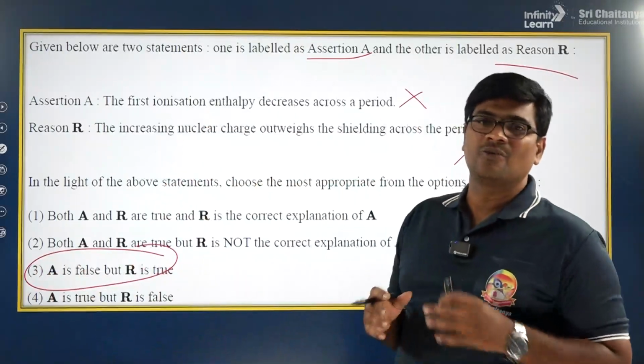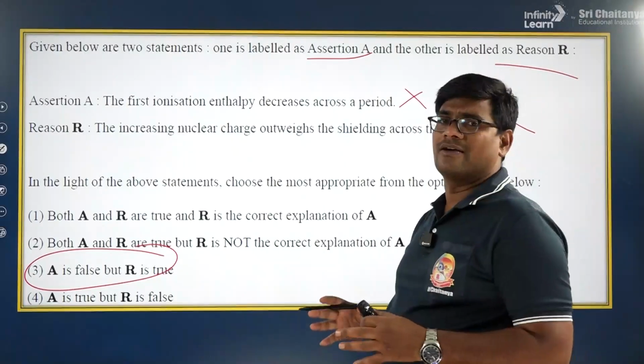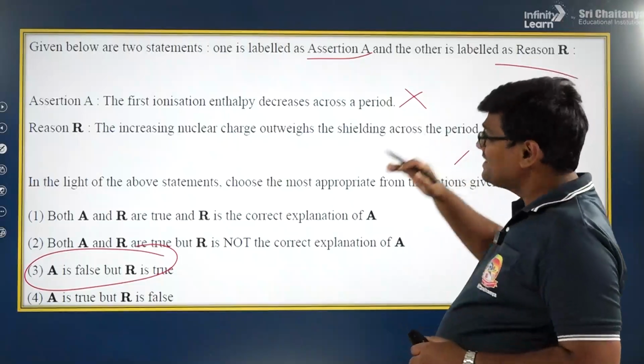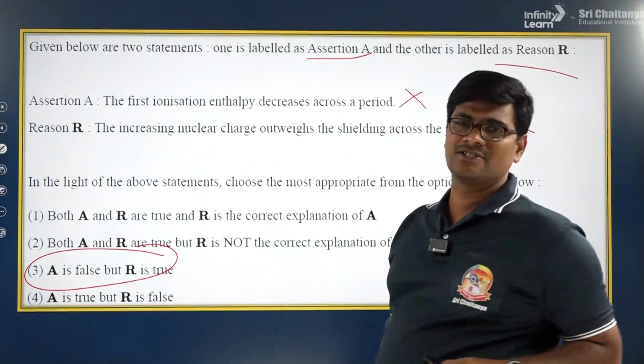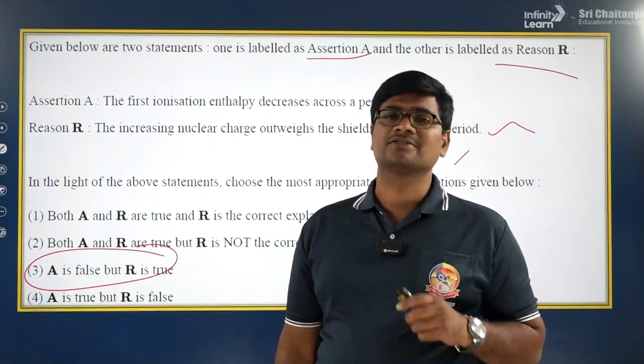Option 3. So, what is the actual proper correct information here? The assertion should be like this: the first ionization enthalpy increases across a period because the increasing nuclear charge outweighs the shielding across the period. So, that is the way to ask the question.